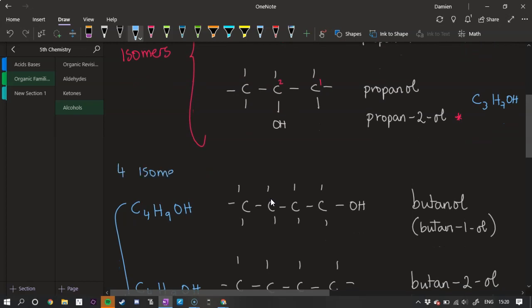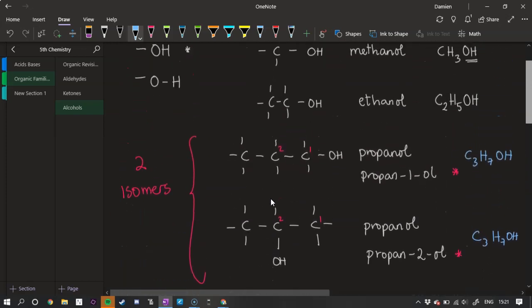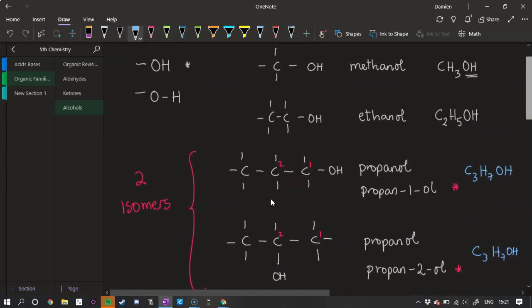4 isomers. That's when you go up to 4 carbons. At 3 carbons, there's only 2 isomers. Then 2 carbons and 1 carbon before that.